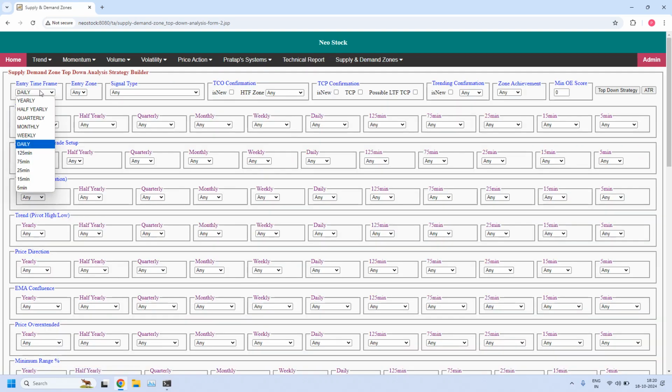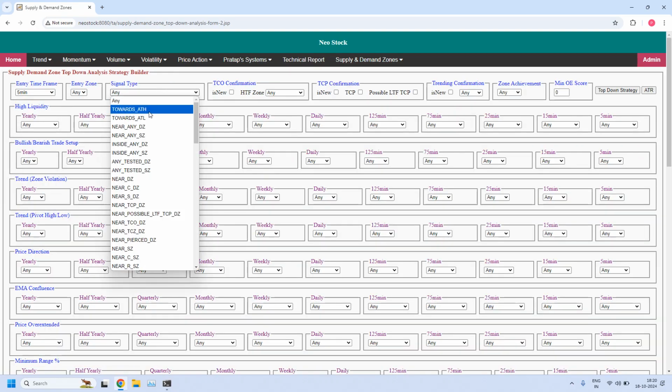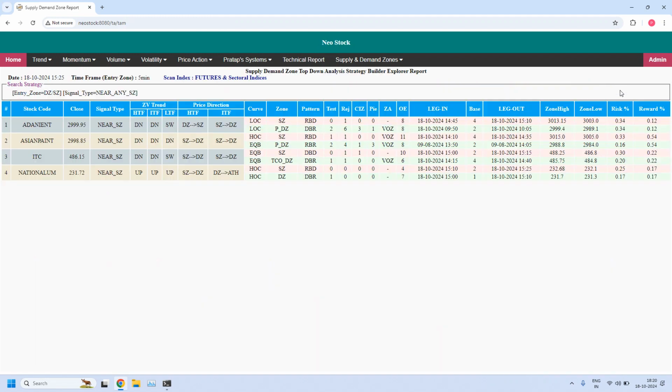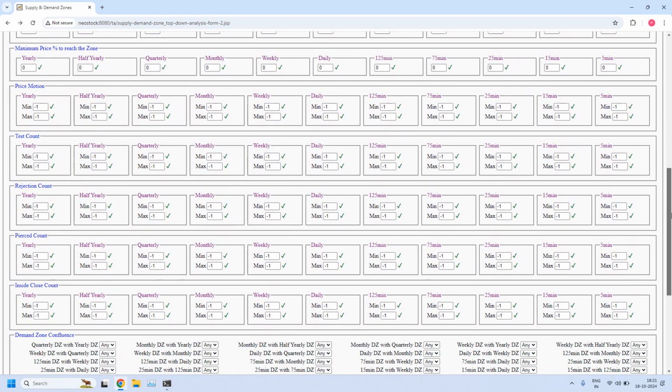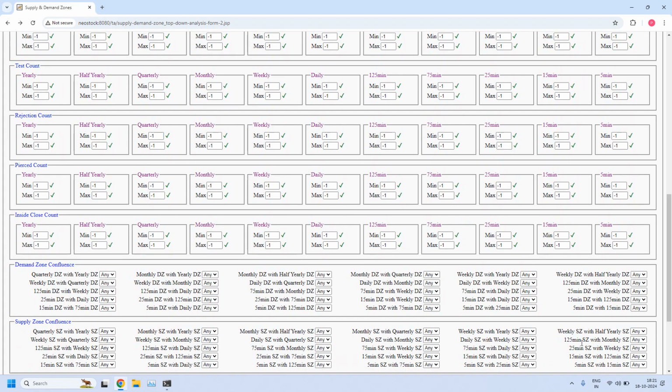Okay, next for 5 minutes time frame, let's find the stocks near 5 minute supply zone. 4 stocks are filtered. Let's verify any of these 4 stocks are having a ITF supply zone confluence. That is a 5 minute supply zone confluence with 15 minute supply zone confluence.